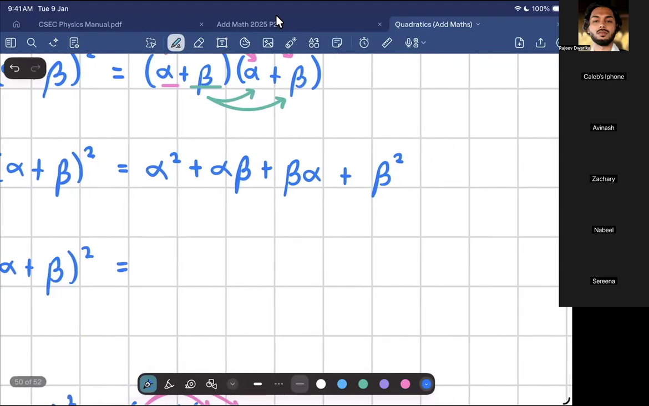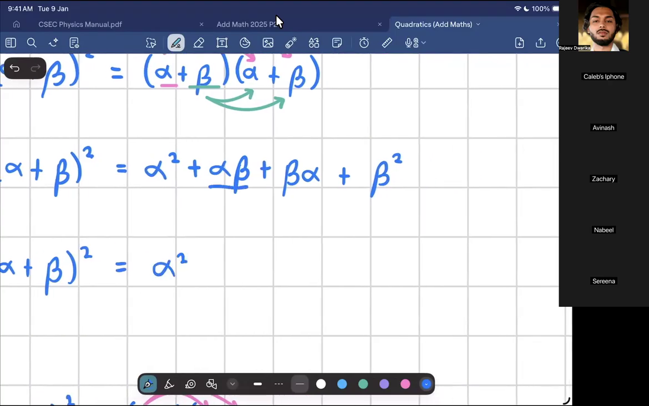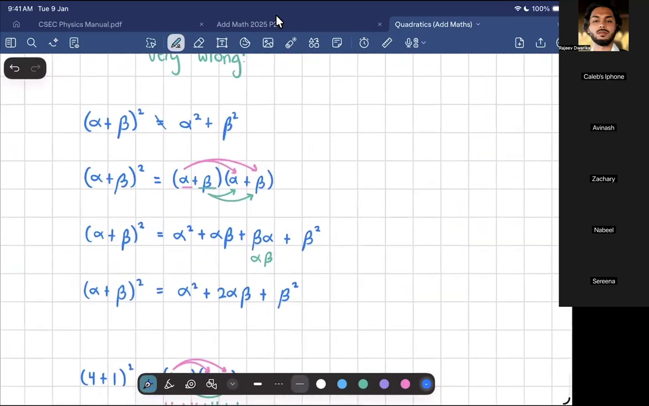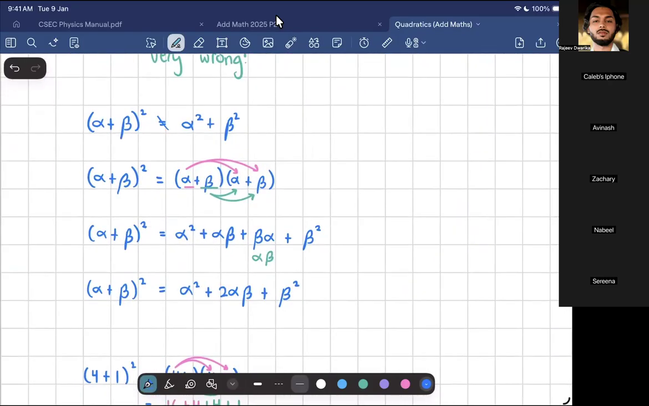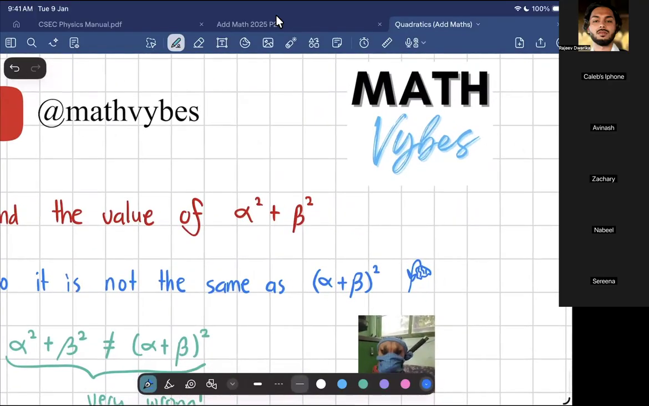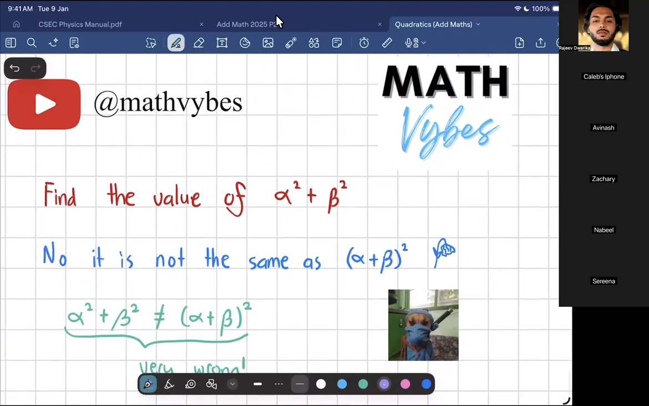So let's look to simplify in the next line. What we just said is that these were the exact same thing, so you could look at beta alpha as alpha beta. So how many alpha betas do you have? 2. Right, so I'm going to write plus 2 alpha beta, plus beta squared. And the original thing I had asked you to find was the value of what? Alpha squared plus beta squared.